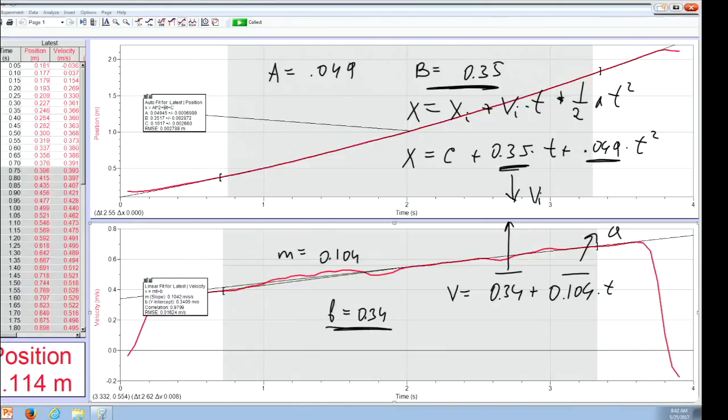So again, we have to make a conclusion that 1/2 of A should be equal to capital A, this big number, 0.049. So again, from this equation, acceleration is about 0.1. And from this equation, if we multiply by 2, it is again about 0.1. So everything is consistent.